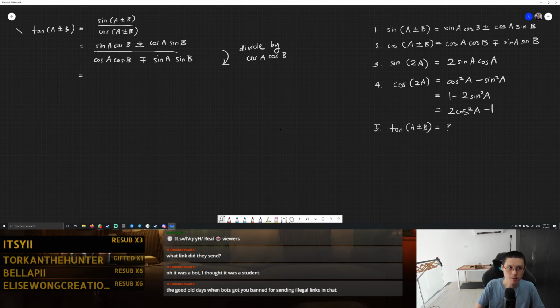By the way, this derivation is quite important. I would highly recommend that you remember how to do this, because there are certain questions where they kind of expect you to do this. Well, not directly like this, but there are certain kinds of questions that involve doing this. So anyway, if I divide everything by cos A cos B, I'm going to get tangent A here, tangent B here, and then this guy is going to give me 1 minus plus tangent A tangent B. And there you go. This is the addition formula for tangent.